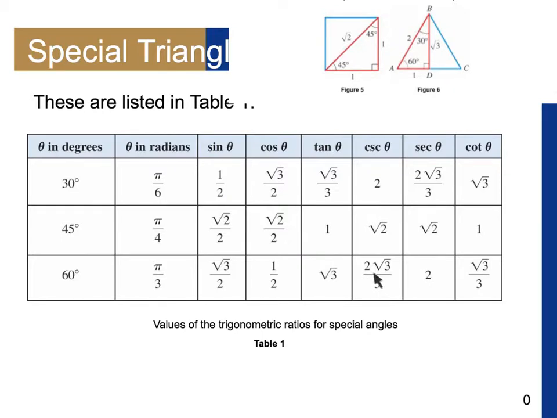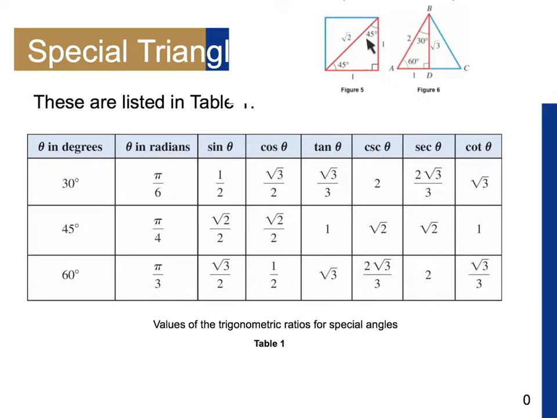The reciprocals of sine, cosine, and tangent are just reciprocals. So cosecant of theta is 2 over square root of 3, which is 2 times the square root of 3 over 3. Okay. Secant of theta is 1 over cosine of theta, which is 2. And then cotangent of theta is 1 over tangent of theta. So 1 over square root of 3 would be square root of 3 over 3. Okay, so that's how we do 60.